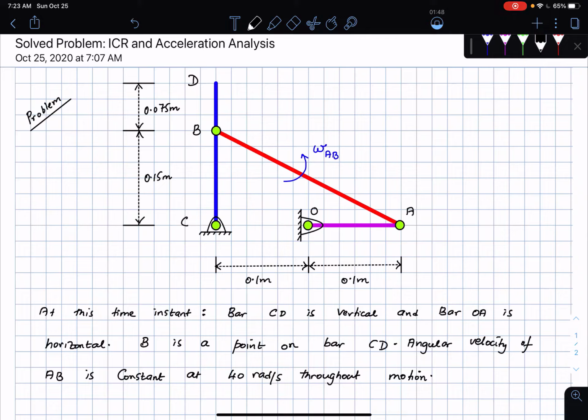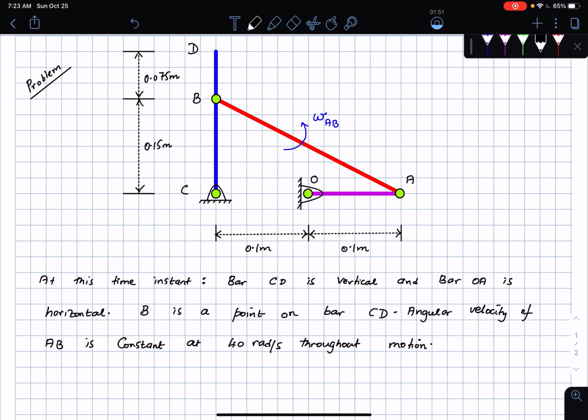Okay, so that's the information that's given to us, and what do we need to find in this problem? Okay, so this is given, and to find, we need to employ the velocity analysis, the ICR analysis, to find the angular velocity. Okay, so find, using the instantaneous center of rotation method, obtain omega OA and omega CD. Okay, so that's two things that we need to find out.